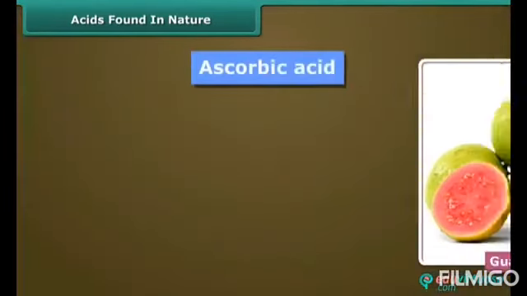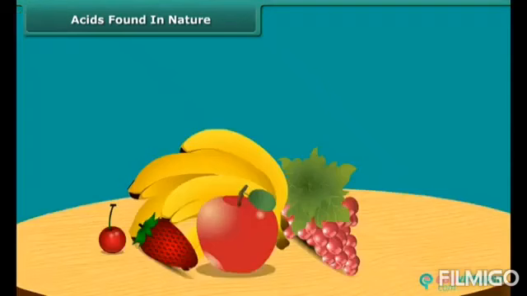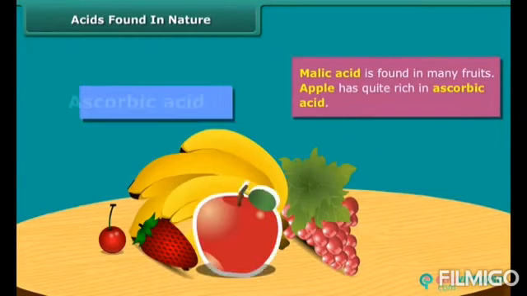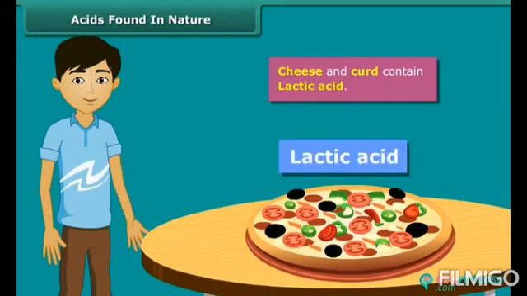Ascorbic acid is found in guava, orange, raspberries, etc. Malic acid is found in many fruits. Apple is quite rich in malic acid. Most of the children love more cheese in pizza. Cheese and curd contain lactic acid.